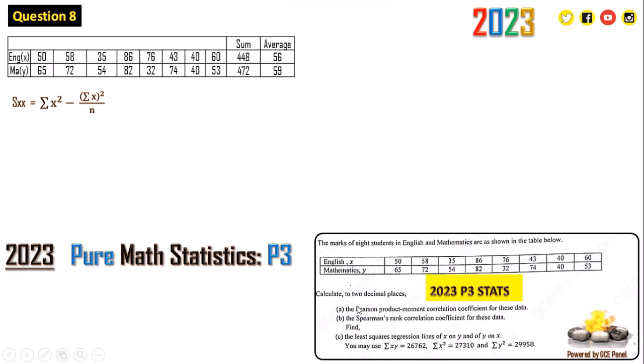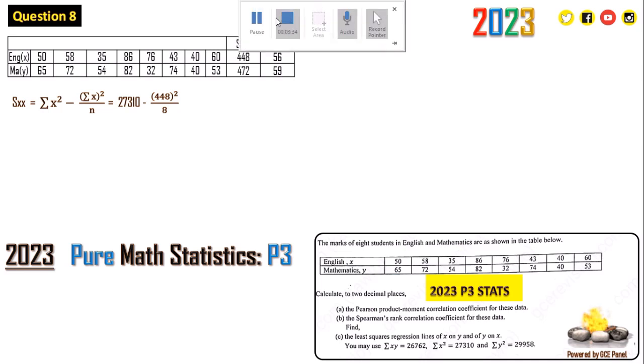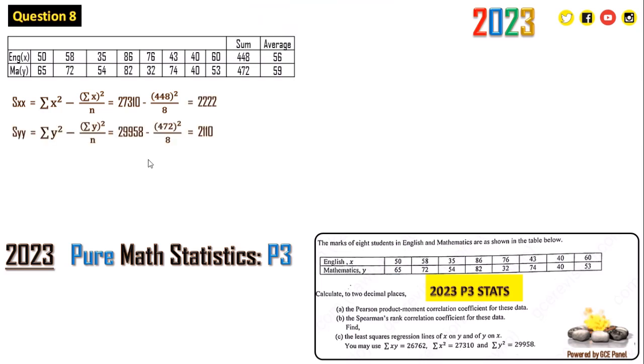We want to use the data that has been given to us to make it easier. So this is going to be equal to 27310 minus 448, all that squared on 8, because we have 8 sets, 1, 2, 3, 4, 5, 6, 7, 8. Our summation X squared is 27310. Summation X is 448, and when we square it and simplify, we end up with 2222.